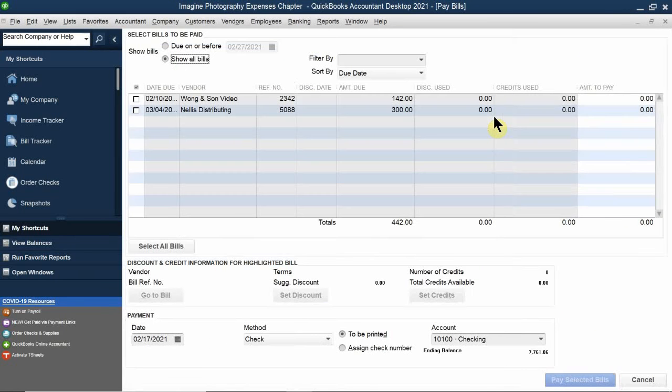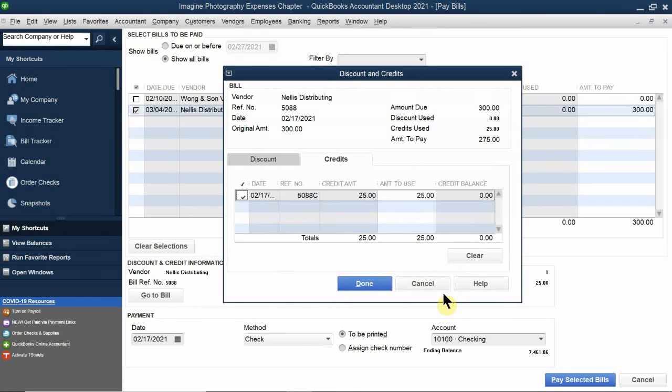Because if you don't, you're going to end up paying for the whole thing, and it's not going to pan out for you. So in this case, right here, I want to do the Nellis one, and this is where you have to come down below here. It lets you know that you at least have one credit, and that it's available for $25, but you haven't applied it yet.